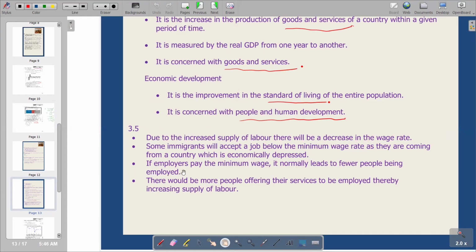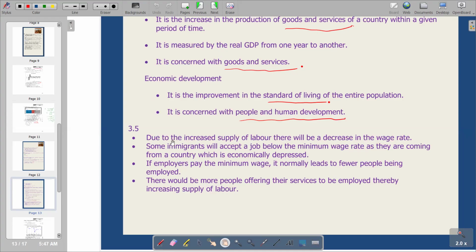The next point, if employers pay the minimum wage, it normally leads to fewer people being employed. So obviously, the minimum wage will be above the wage that these immigrants are accepting, and it's going to be a higher cost of production for the businesses that are there. Obviously, they will accommodate fewer workers. That is very simple. Then we have a last point. There would be more people offering their services to be employed, thereby increasing supply of labor.